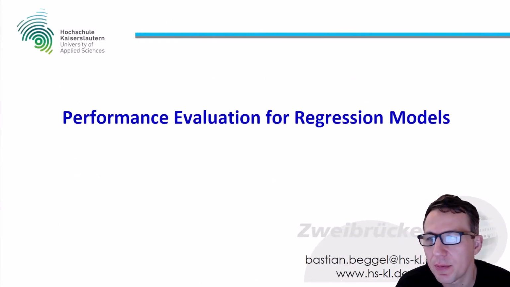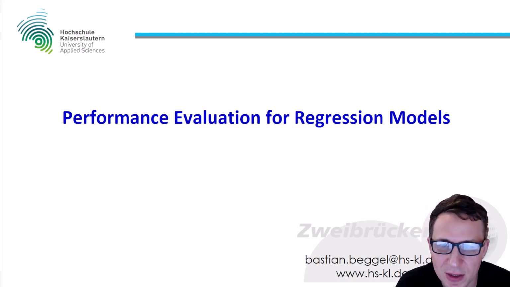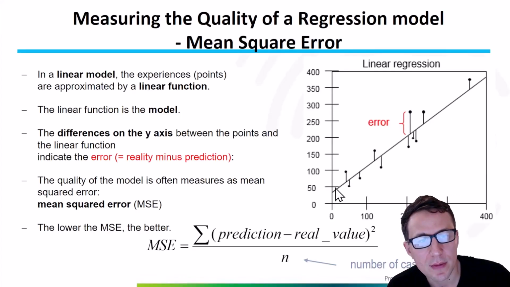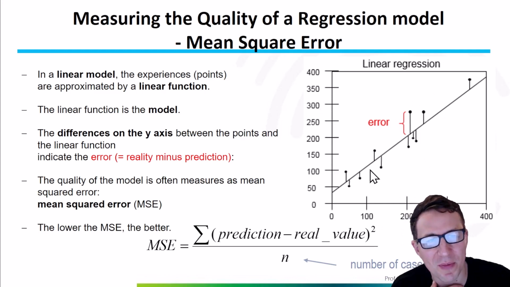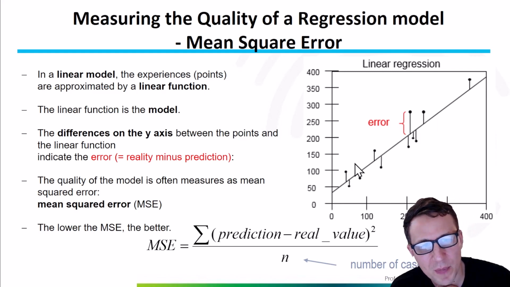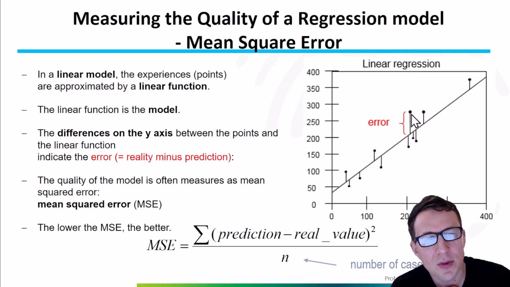Next, I want to talk about performance evaluation for regression models. For regression models, the whole story is a little bit simpler. There's not as much nuance as for classification models. So in this case, we have a linear regression. We have some x and some y. And for this one-dimensional regression problem, we put a straight line here. And then the error is the deviation of the predicted value, the straight line, from the real value. So this difference here is the error we are making.